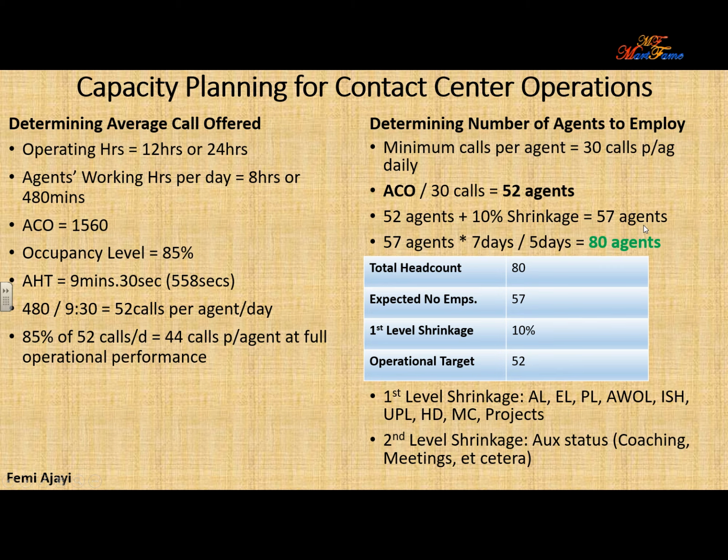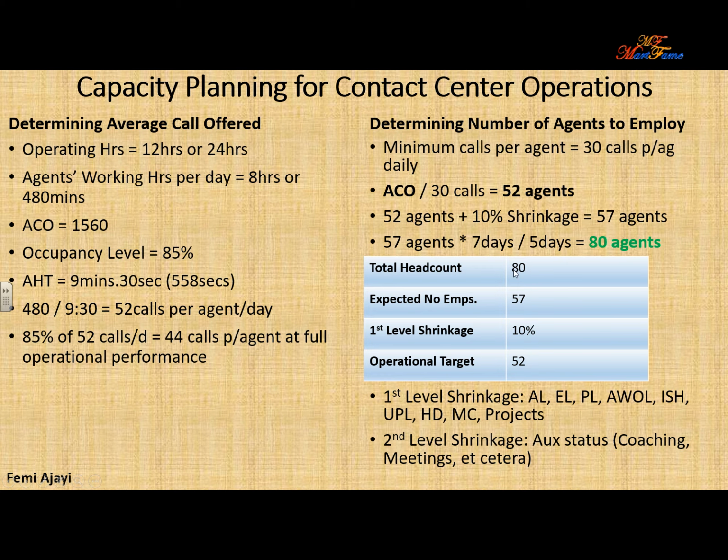So now, how do we determine the total number of agents we need to employ, since we are running a 24 hours or more than 5 days operation? To determine that, it's going to be 57 agents times 7 days a week. Each agent will be working 5 days a week, so you divide it by the 5 days, that gives you the total number of agents you need to employ.